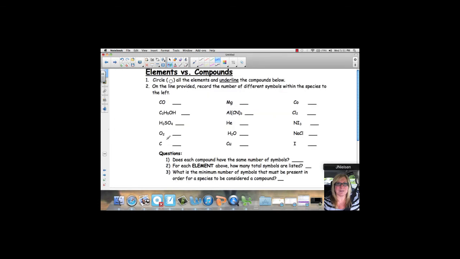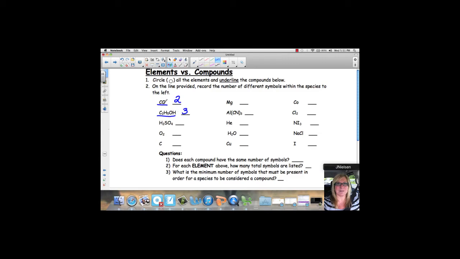Let's move on to the next objective, the difference between elements and compounds. We're going to circle all of the elements and underline the compounds below. On the line provided, record the number of different symbols within the species to the left. So this has two different symbols, a carbon and an oxygen. They're both capitalized, so this is 2, and it is a compound. This has a C for carbon, H for hydrogen, O for oxygen, and another H. But H is the same element, so we're going to put 3. It's got 3 different symbols, and this is also a compound.